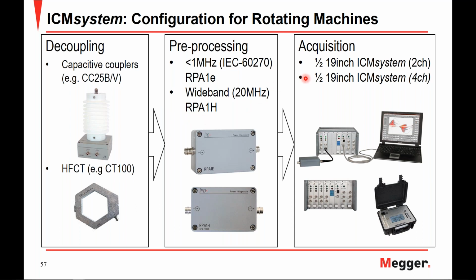Finally, you have your acquisition unit, which could be a 2-channel system or a 4-channel system, where the 4-channel system offers the benefit of performing the test at the line side and the neutral, connecting the ground phases, and using the final channel for noise gating.